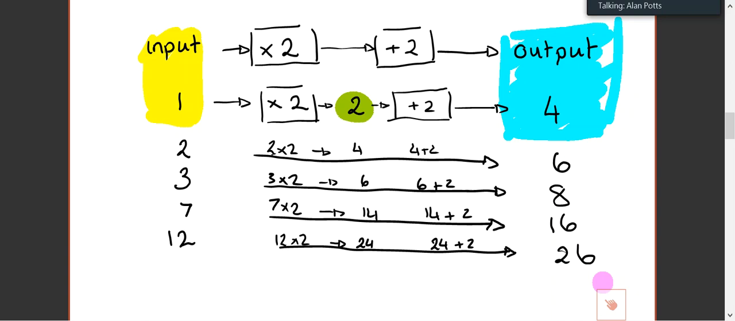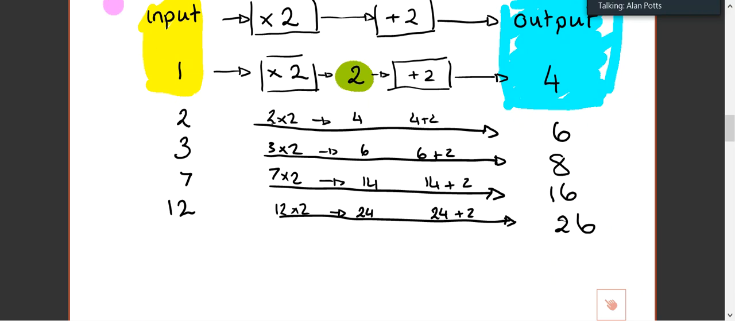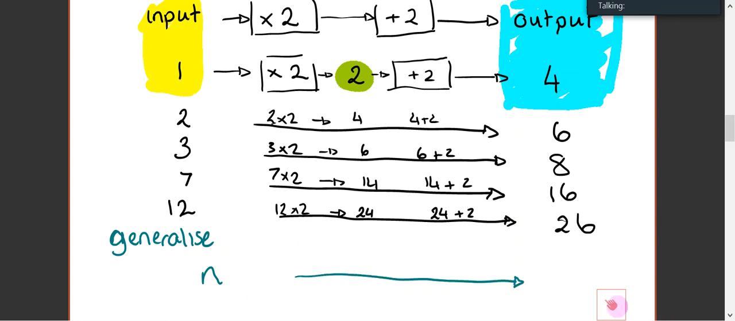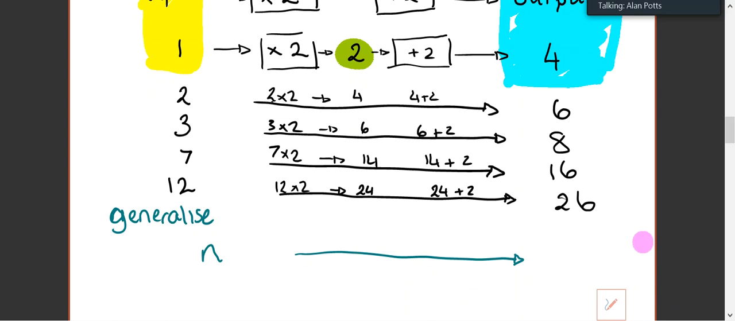It's not in the textbook, so I'm going to go a little bit further with you because I'm pretty sure you can cope with it. What if I were to generalize? The word generalize, I use an S, you might use a Z, that's up to you. If I say n is the input, what would the output be? Everyone take a moment. What do you think?